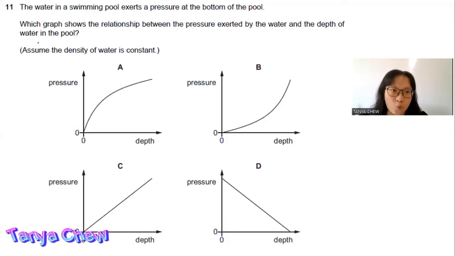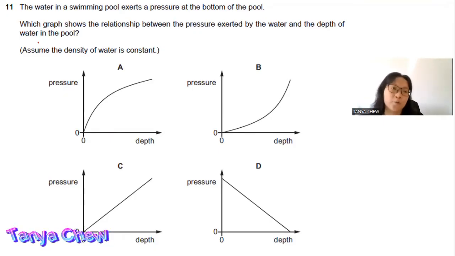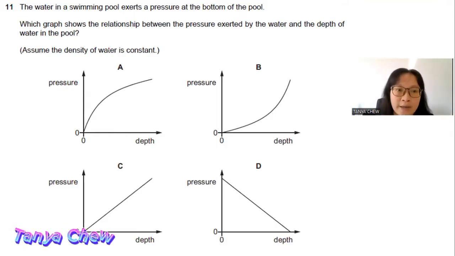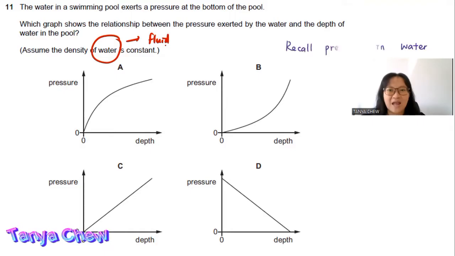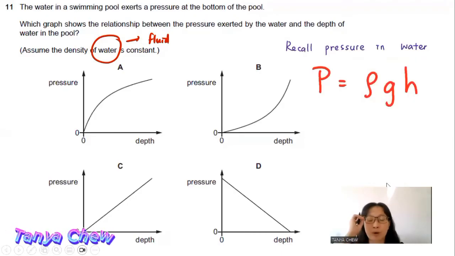Question number 11, the water in a swimming pool exerts a pressure at the bottom of the pool. Which graph shows the relationship between the pressure exerted by the water and the depth of the water in the pool? Assume the density of the water is constant. Now, water is a fluid, and recall the pressure in water. I am going to use P equals rho g h, where rho represents the density of the water.